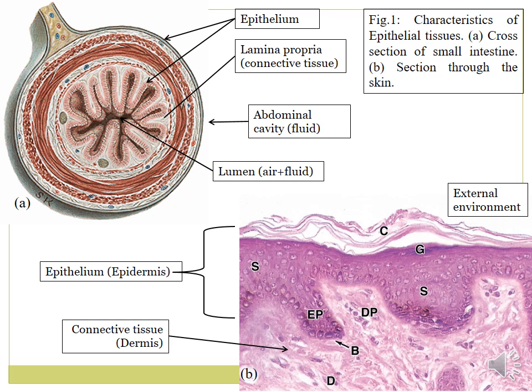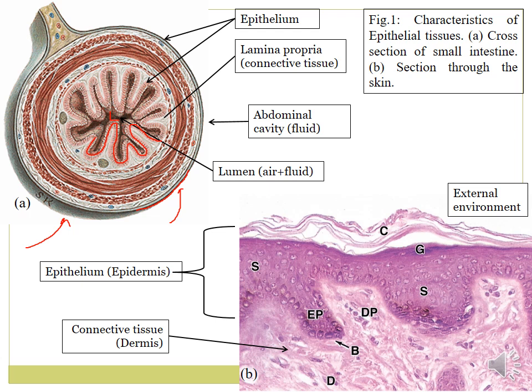If we look at these two images, here we have a cross-section through the small intestine. This is the lumen of the small intestine. So this tissue here, which is lining the cavity, this is an epithelium. In addition, this tissue, which is covering the surface of the intestine, this tissue here, this is also an epithelium.